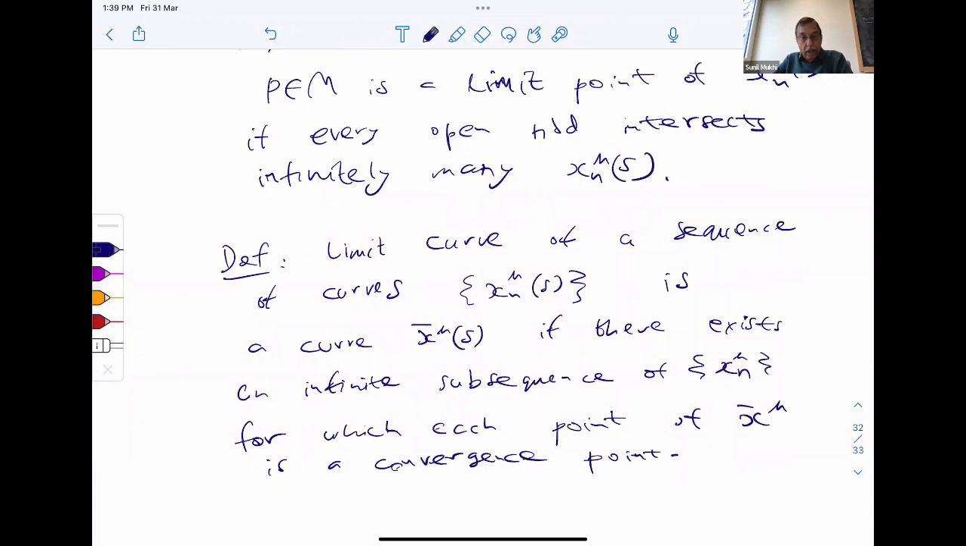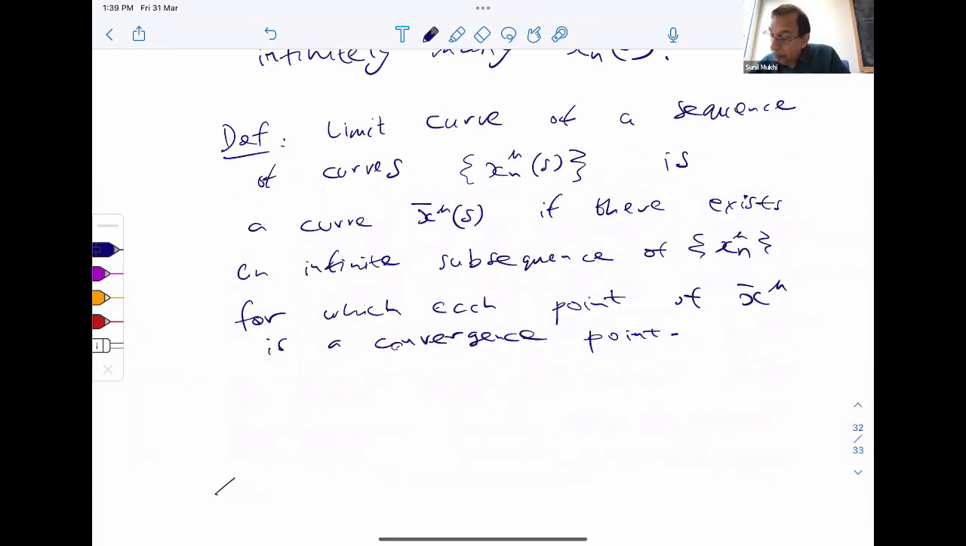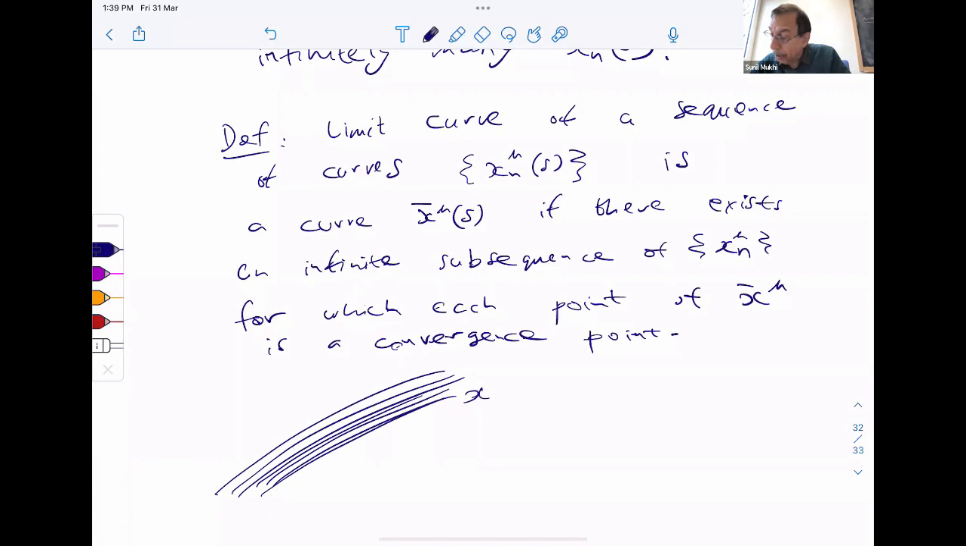Okay. So you can sort of see what this means pictorially. Basically, you have this family of curves. They're getting closer. They're tending to a limit curve X bar μ. And the idea is that every point on X bar should be a convergence point, which means that for some subsequence, there's one subsequence for which every point of this limit curve is a convergence point.